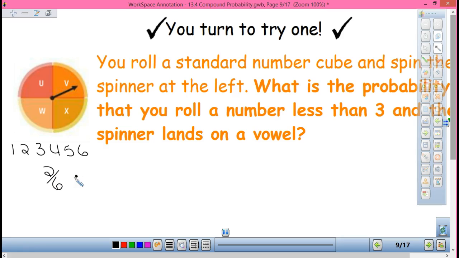What are my vowels? And sometimes Y, A, E, I, O, U, sometimes Y, so how many vowels? On the spinner, guys. Sorry, I wasn't very clear on that. How many vowels on my spinner? 1 out of 4. There we go. So 1/3 times 1/4 gives me 1/12. Easy peasy?